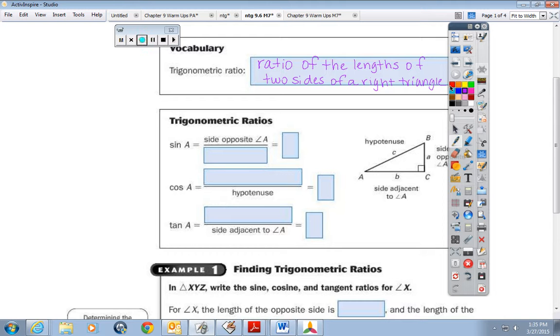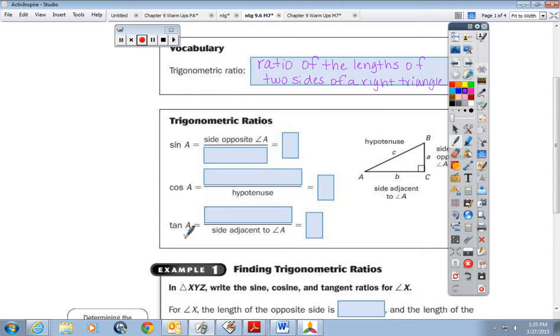Okay? So sine looks like "sin." It's spelled the same way, but we say sine. Then this stands for cosine, and this stands for tangent. If you look on your scientific calculator, you should see all three of those buttons: sine, cosine, and tangent. So we will be using those today.